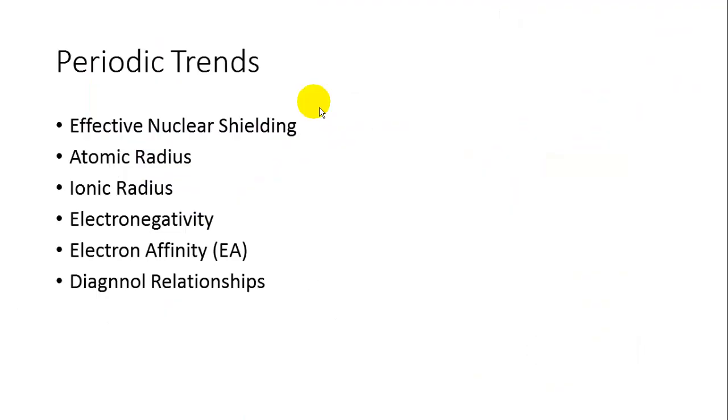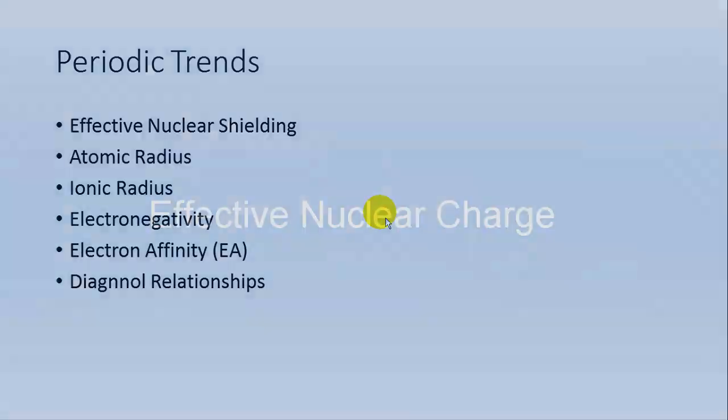The periodic trends that we'll look at are effective nuclear charge, the atomic radius, ionic radius, electronegativity, electron affinity, and then finally diagonal relationships. Some of these have a very clear trend. Others, such as ionic radius and electron affinity, do not really have a clear trend across a period and down a group in the periodic table.